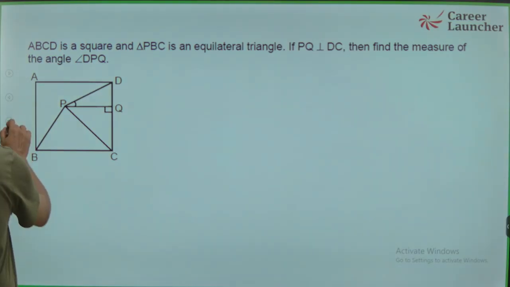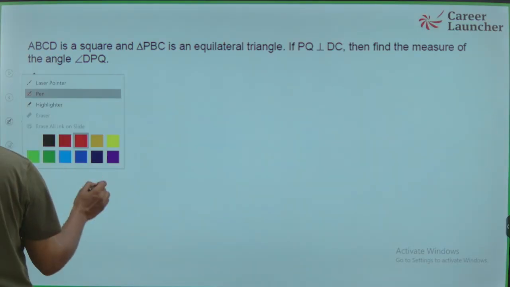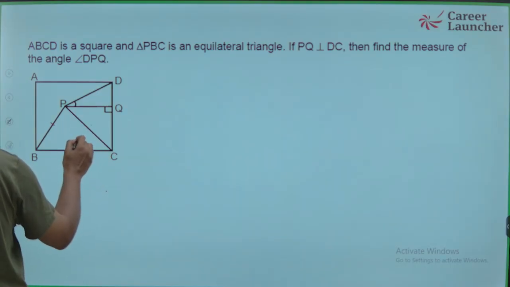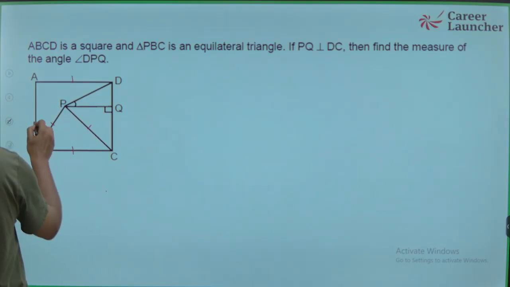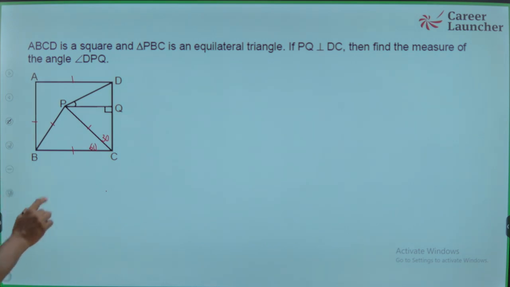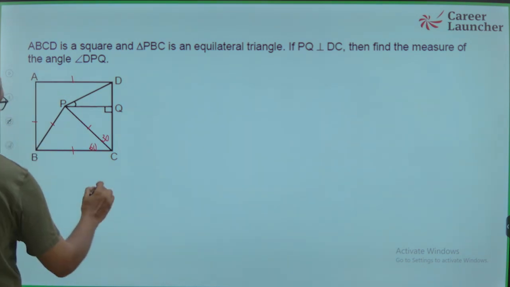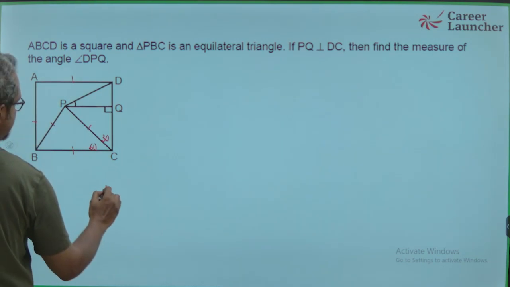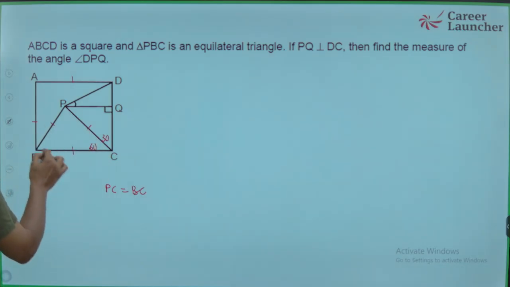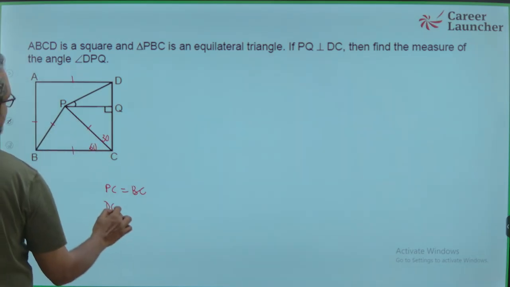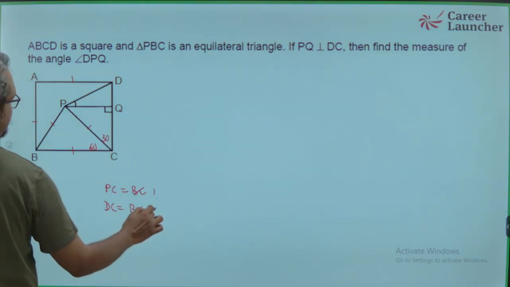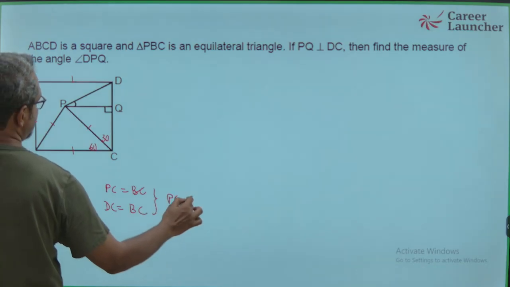So now if this is a square, then clearly these are all 90 degrees and this is an equilateral triangle. So that means this is 60 and this is 30. Now the important point to observe is, you look at the sides, PC is equal to BC because it's a part of an equilateral triangle, but DC is also equal to BC because they're part of a square. From here we can conclude that PC must be equal to DC.